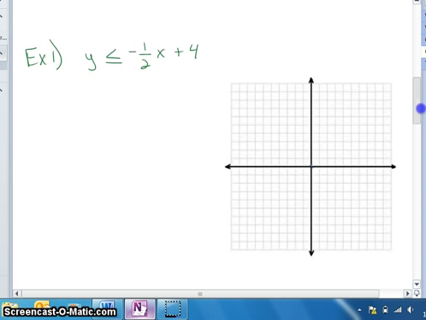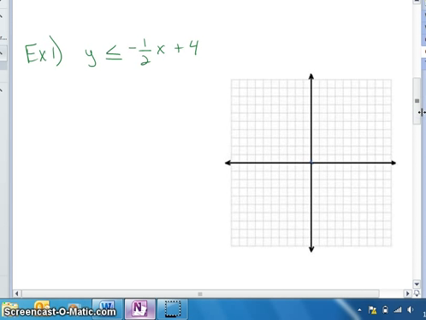Example 1. y is less than or equal to negative 1/2 x plus 4. So step 1, solid or dashed line? It's solid. Step 2, I'm graphing a point, which in this case is the y-intercept, (0, 4), and a slope, which is negative 1/2.